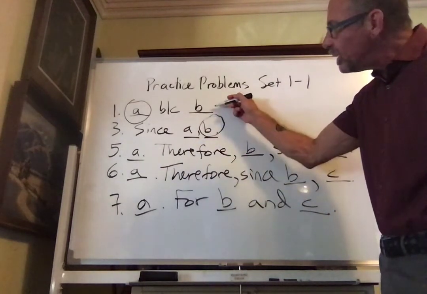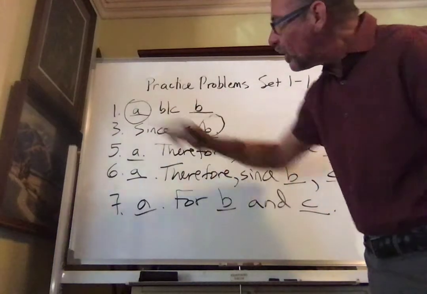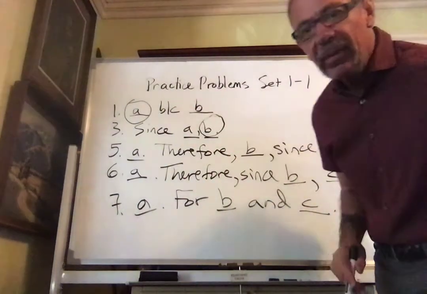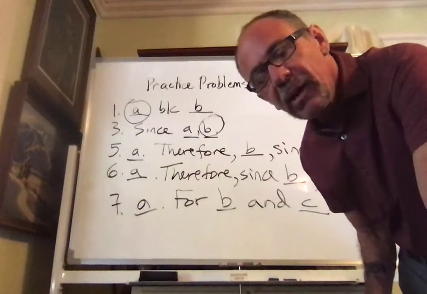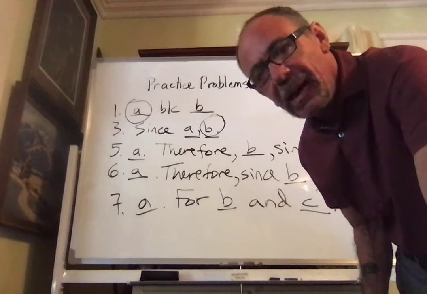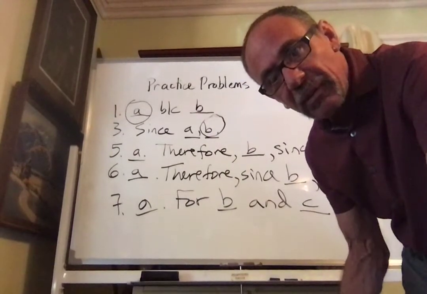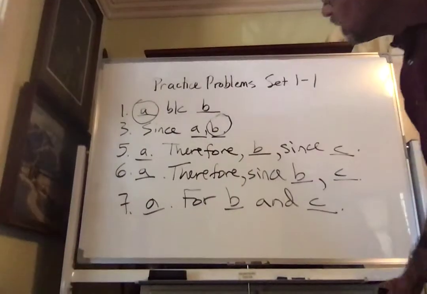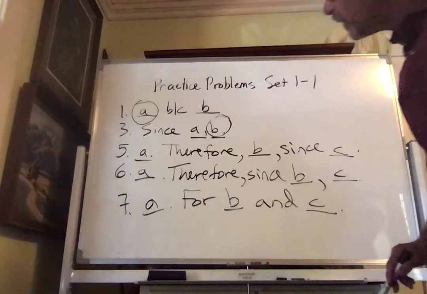Notice, by the way, that in number 1, the conclusion was at the start. In number 3, the conclusion was at the end. There is no rule about where in an argument a conclusion is. It might be at the start, it might be at the end, and in an argument with multiple premises, it might be in the middle. We actually have an example of that last point in number 5.